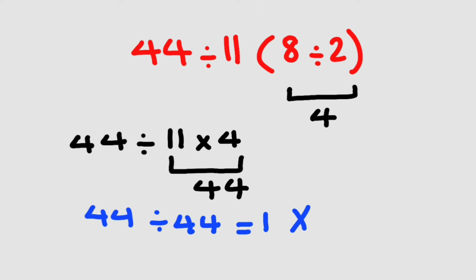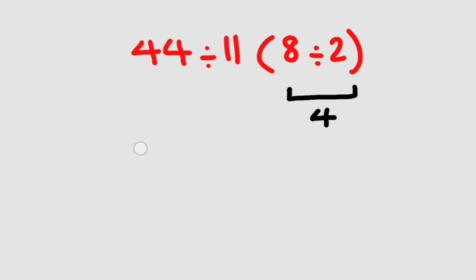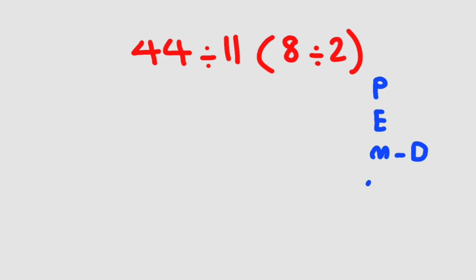But this answer is not correct. According to the rules of mathematics, PEMDAS, we have to solve this expression in this way: first parentheses, then exponent, then multiplication or division, and then addition or subtraction. According to this rule, we have one parenthesis here that we have to solve first. So 8 divided by 2 gives us 4.